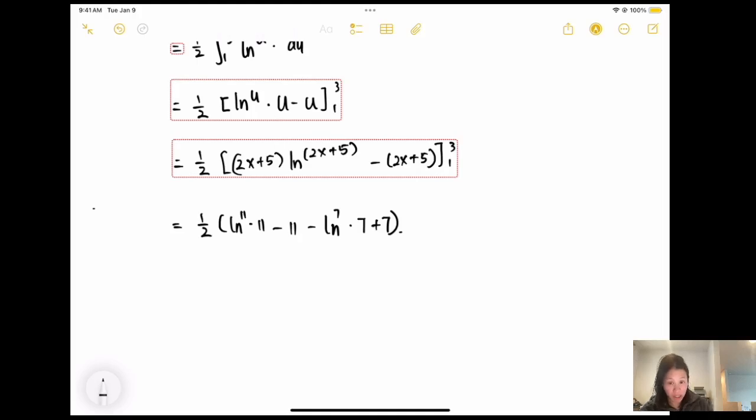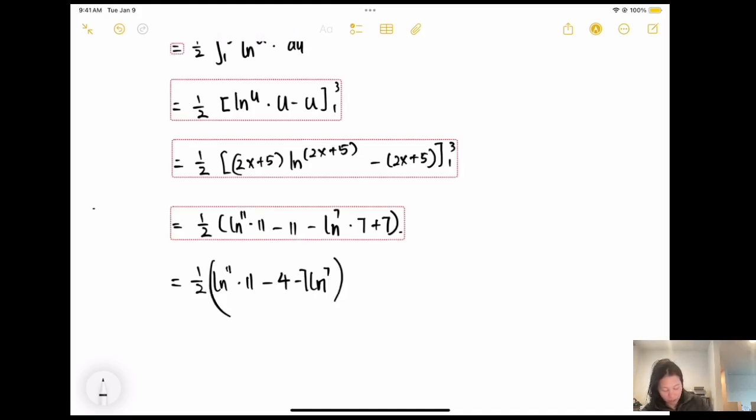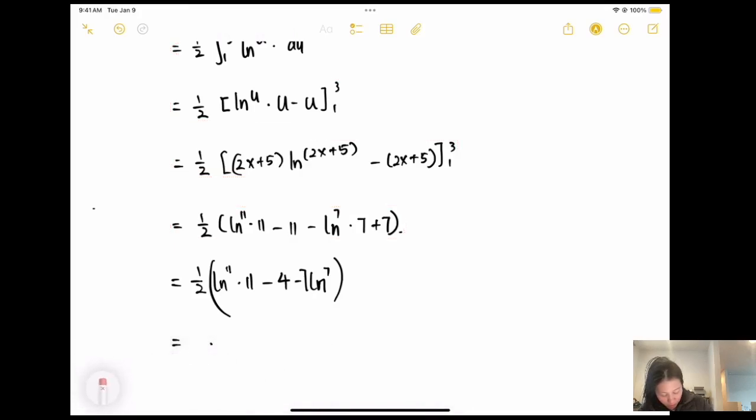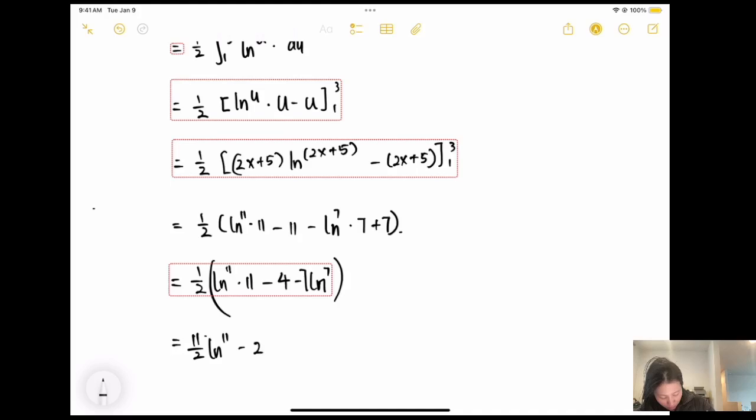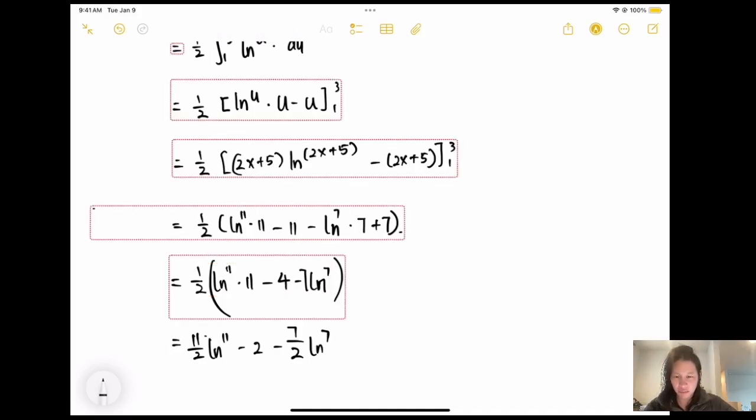And then you merge the like terms. So clean this up a little bit. 11 ln 11 minus 11 plus 11 gives you minus 4 minus 7 times ln of 7. And 1/2. So I can either write it as 11 over 2 ln of 11 minus 2 minus 7 over 2 ln of 7. So that would be the final answer for number 7.